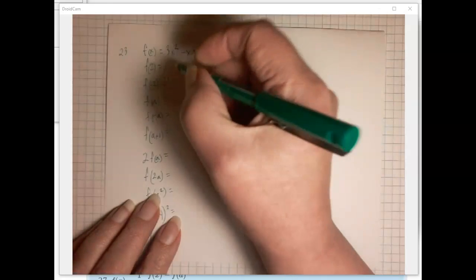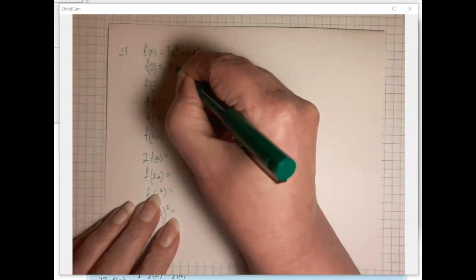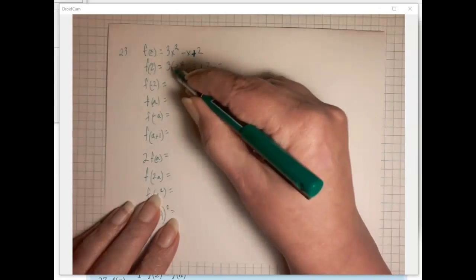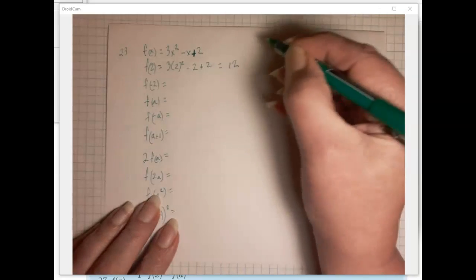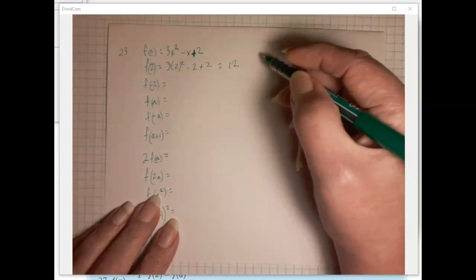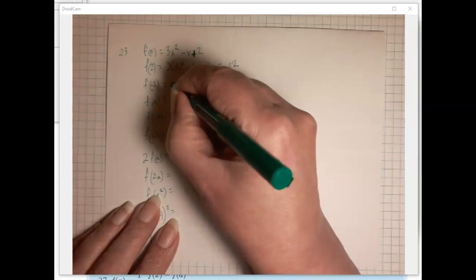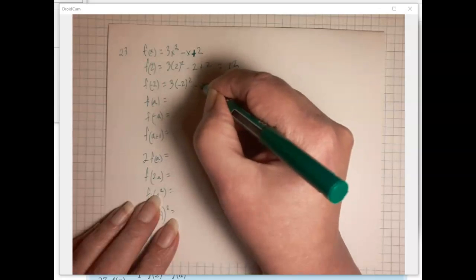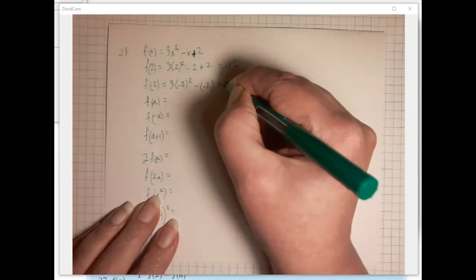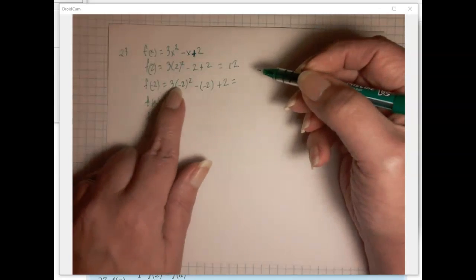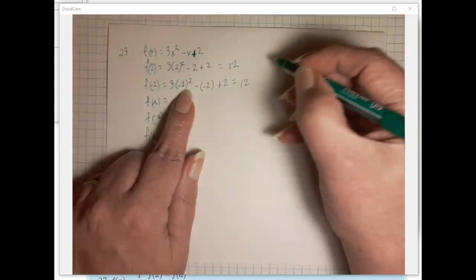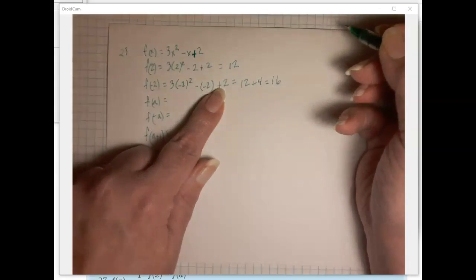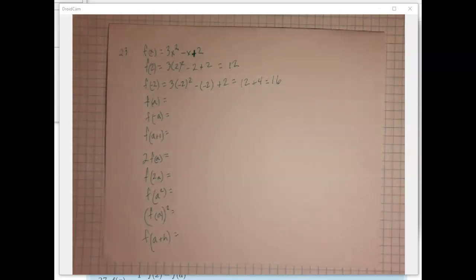It means that I'll have to put 2 into the equation. I get 3 times 2 squared, minus 2 plus 2, and that's going to give me 3 times 4 gives me 12. Minus 2 plus 2 is going to give me 0. If I put -2 in, I have 3 times -2 squared minus a -2 plus 2, which will give me 3 times -2 squared is 4, that's 12, plus 2 is plus 4, which is 16. And those are the same answers I got before.